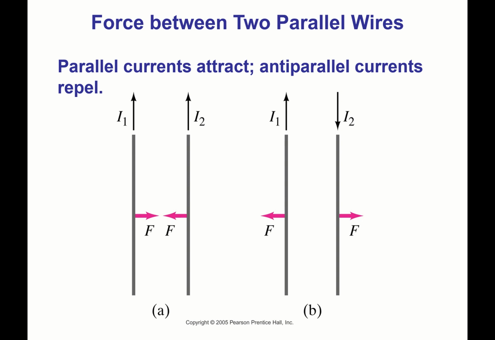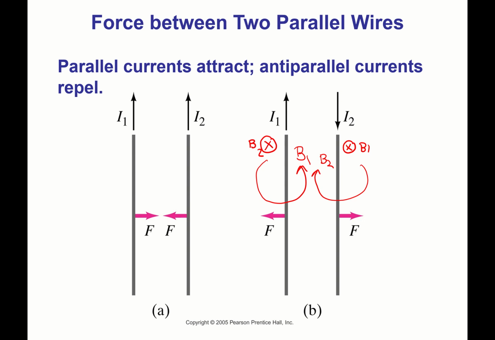Let's do anti-parallel repel. So again, put your thumb along I1 going up towards the top of the screen, and you see that B1 goes in circles that way. Put your thumb in the direction of I2 towards the bottom of the screen, and you see that B2 goes in circles the opposite direction. Okay, so the direction of B1 at 2 is in. The direction of B2 at 1 is in.